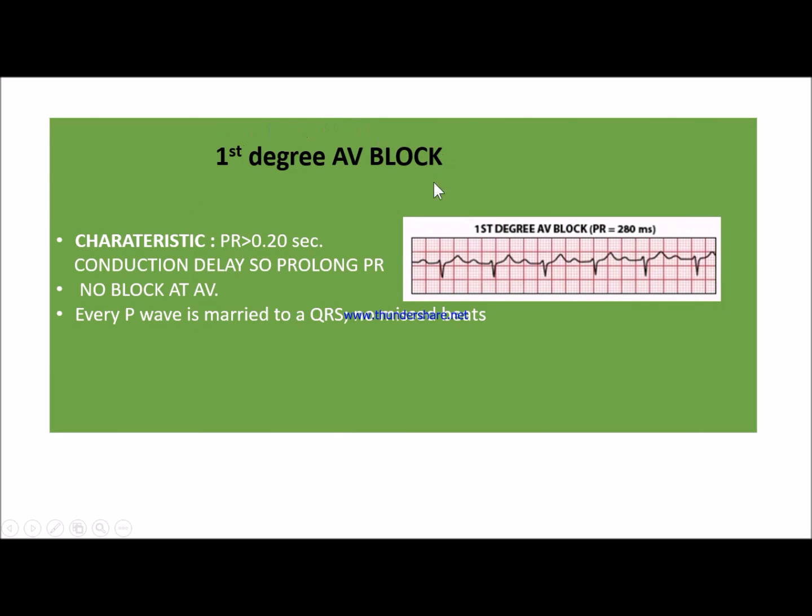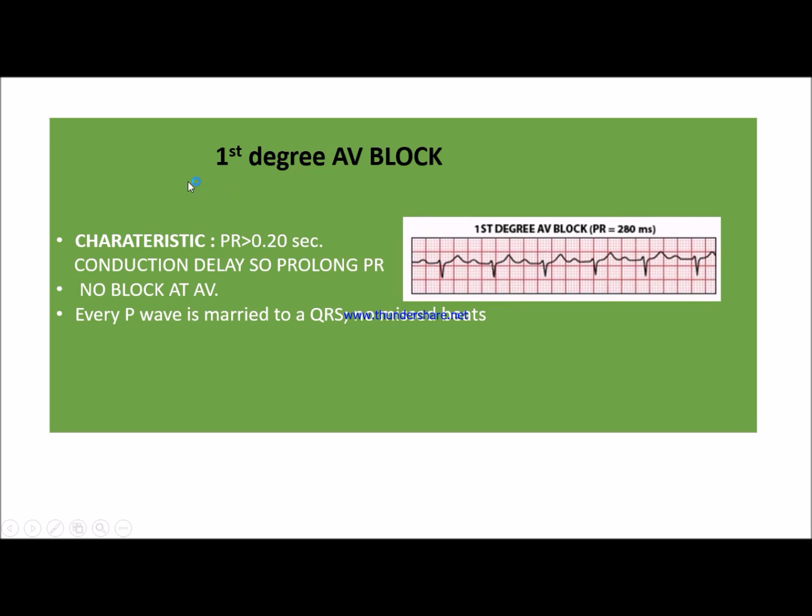If there is a first degree AV block, then the PR interval is greater than 0.20 second. As we have already mentioned, one large square will be how much? 0.20 second. So here we can see this is the P, QRS complex. Here the PR interval is greater than that, so there will be a prolonged PR interval. That means there will be conduction delay.